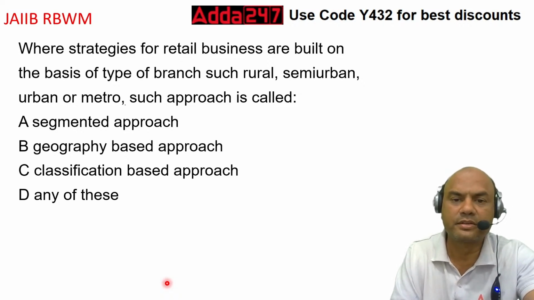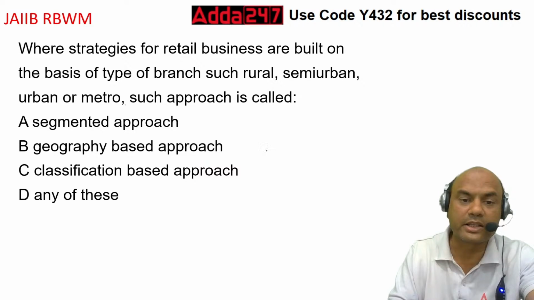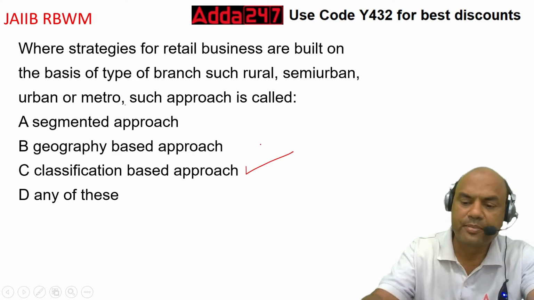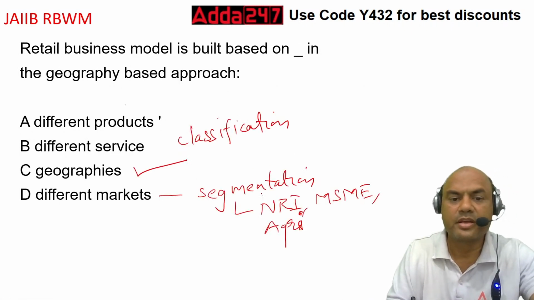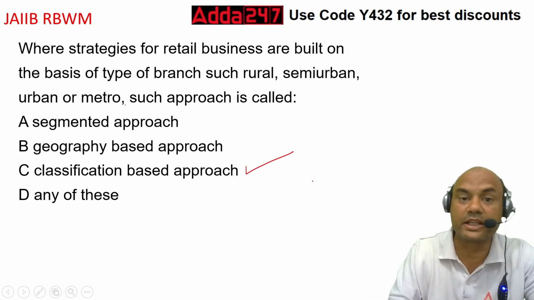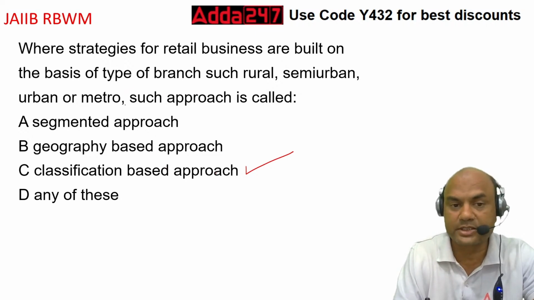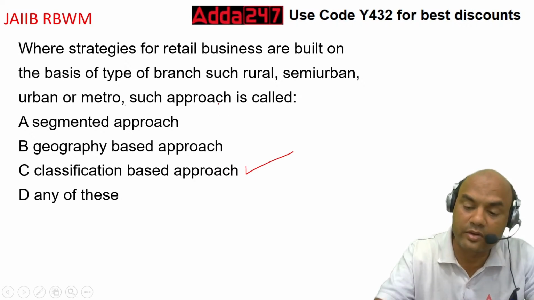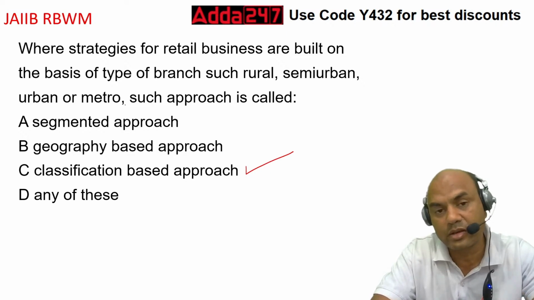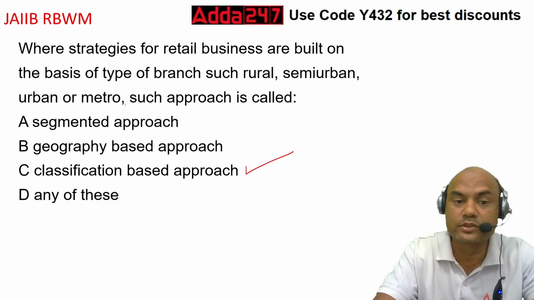It is classification based. We are classifying this scale 1, scale 2, rural, urban, something like this. Here, this is NRI, is MSME, and this is classification based: rural, semi-urban, urban, metro. And when you're classifying using the customer base, what are the major customers? NRI or KCC customers, mutual fund branch. That is known as segmented approach.